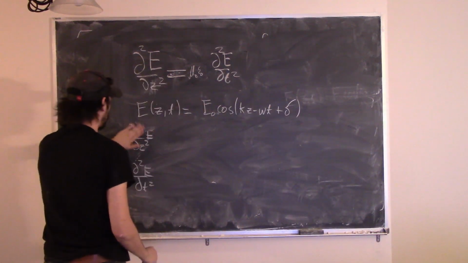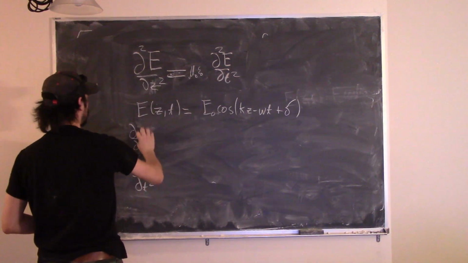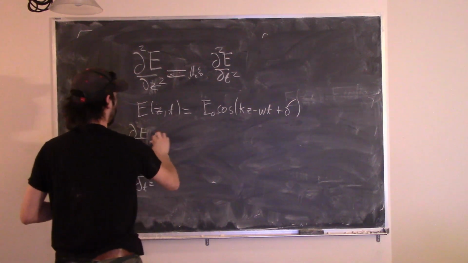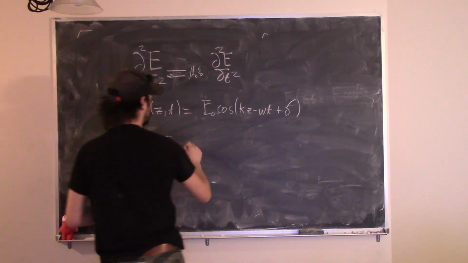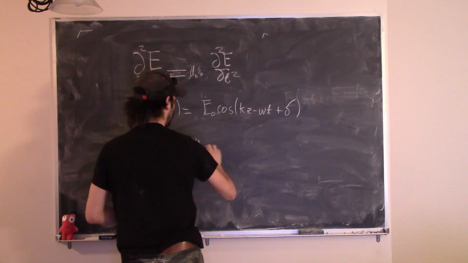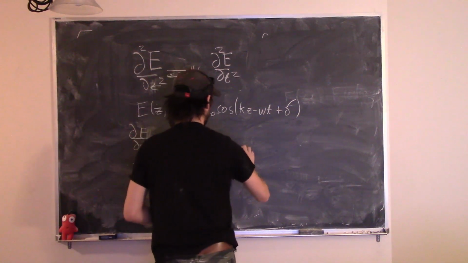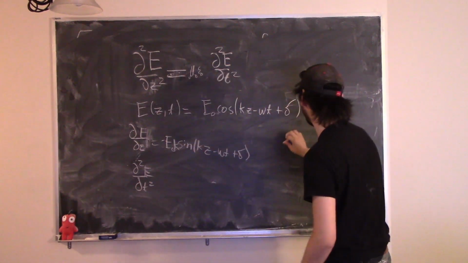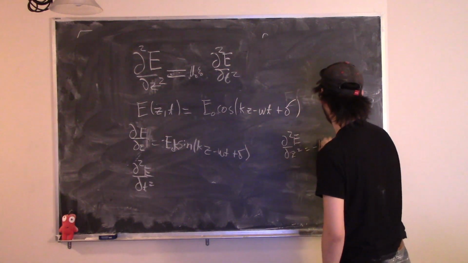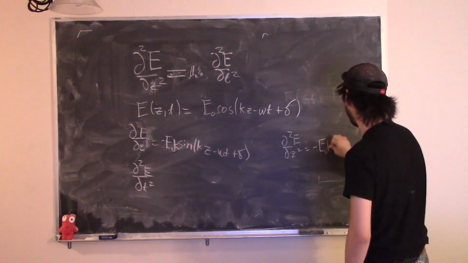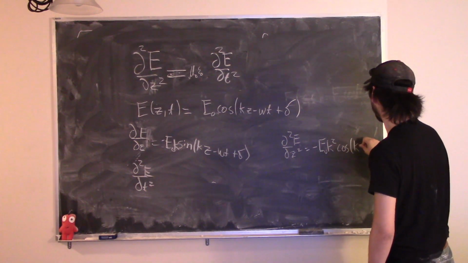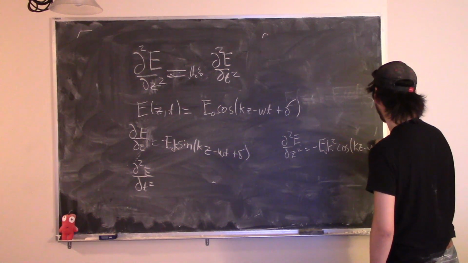We can first start by taking the first derivative with respect to z of this. So this is going to be E0 times minus sine, we get a k out front, of kz minus omega t plus delta. Take a second derivative of this. The second derivative with respect to z is going to be equal to minus E0 k squared cosine of kz minus omega t plus delta.